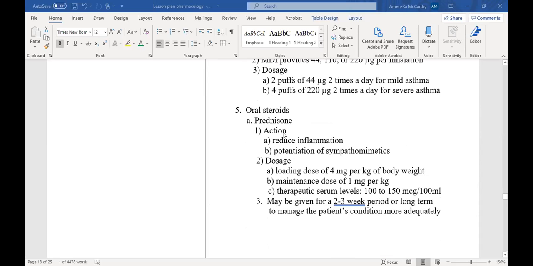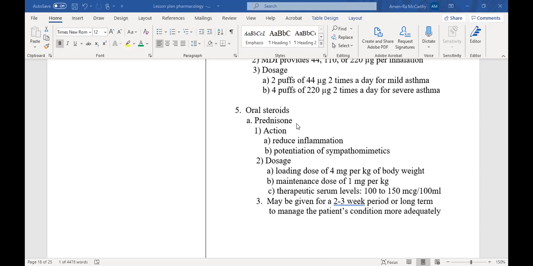And then finally, at the end of the day, we have an oral steroid that we'll talk about, and that is prednisone. Prednisone is the oral steroid that we take by pill. The action is to reduce inflammation and potentiation of sympathomimetics. If you give the patient a pill, which is prednisone, and they're getting breathing treatments, it will enhance the effects of the breathing treatment.